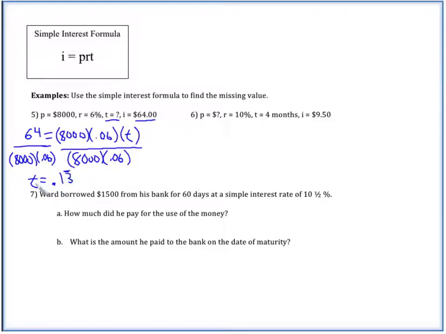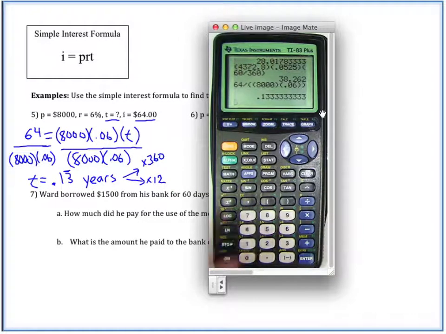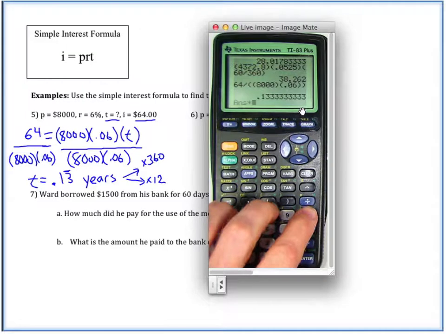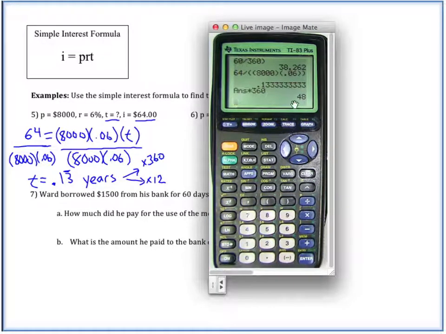So we're going to just put 0.13 repeating, and this is going to be in years. If you wanted to put this into days, you would just times by 360. If you wanted to put this into months, you would just go times 12. So let's see if any of these make sense. We'll put it into days here. So let's go times 360. And we can see that this is actually 48 days.